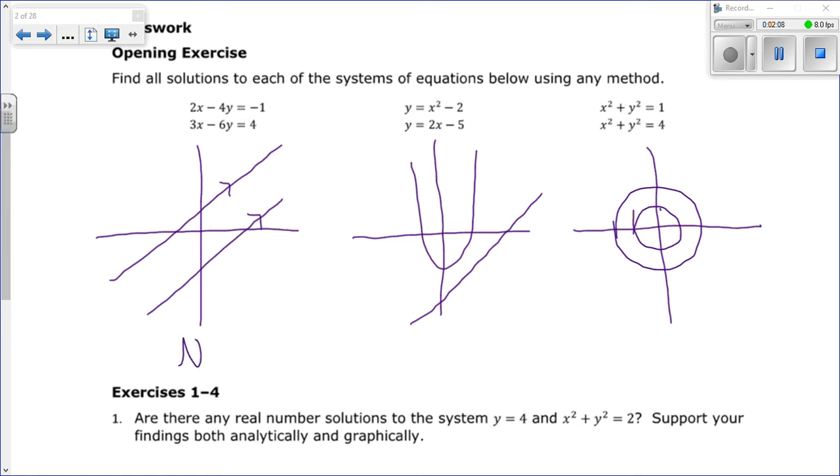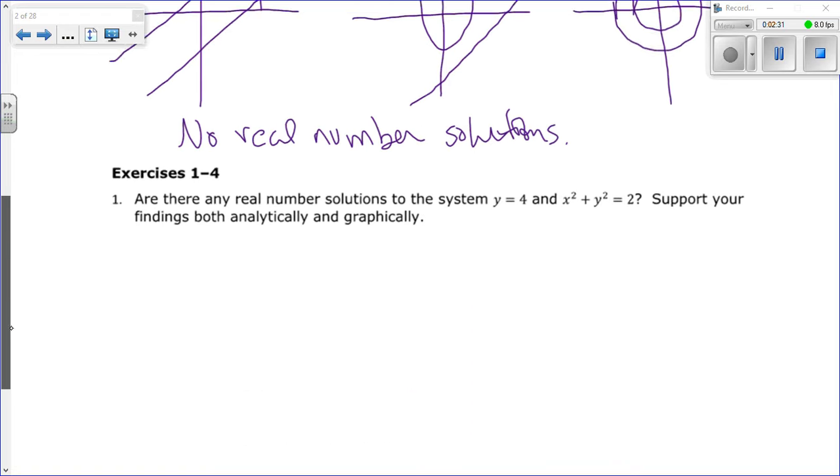So there's no real number solutions. Sometimes that means there's no solution at all, and sometimes that means that you might have some other kind of solution, and we will be talking about that this unit. So, moving on to the next problem here.